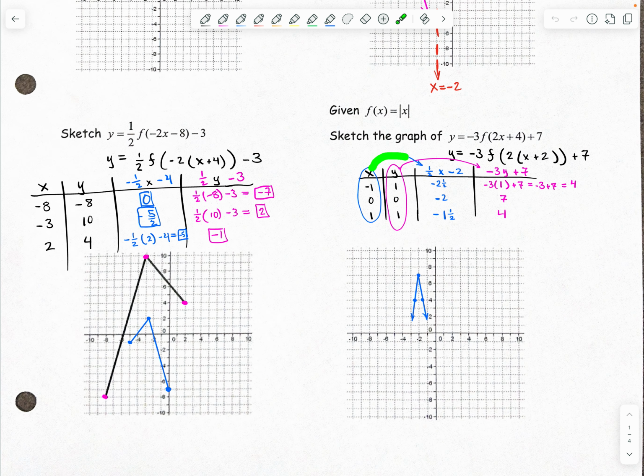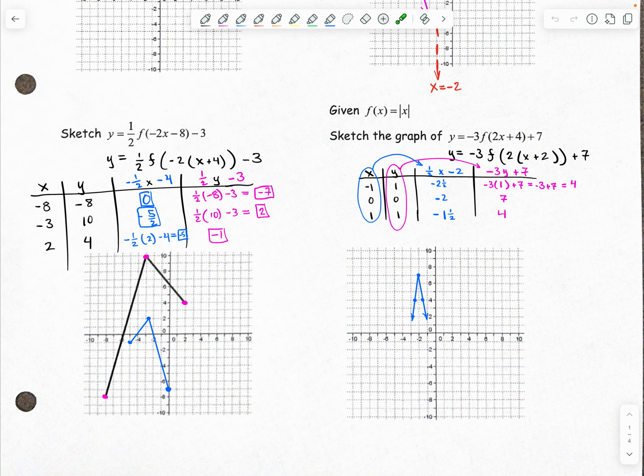So the x becomes, well, x is always looking at what's inside the bracket, inside the function, right? So it looks like a horizontal compression by a factor of a half. That's why x is multiplied by a half. And then I shift 2 units to the left, hence -2. There's a vertical stretch by a factor of 3 and a reflection, hence the -3 there with the y getting multiplied, and a 7 moved up, so +7.